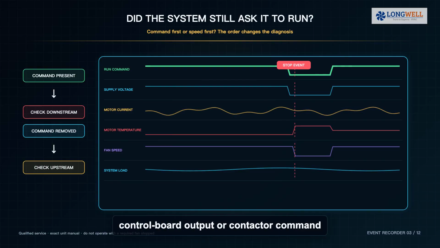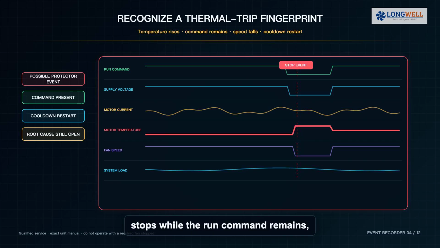Compare thermostat demand, control board output, or contactor command with actual fan speed. If the call ends first, the fan may simply be obeying control logic, or an upstream safety may have removed the command. If the command remains present while speed falls to zero, move downstream toward supply, motor, capacitor where applicable, wiring and mechanical load. A fan that starts cold, runs until temperature rises, stops while the run command remains, then restarts after cooling can be consistent with a motor protector opening. That fingerprint identifies a protection event, not the root cause.